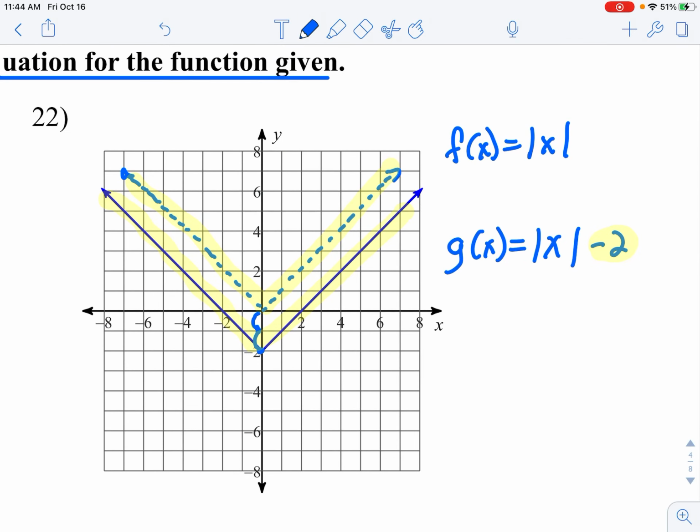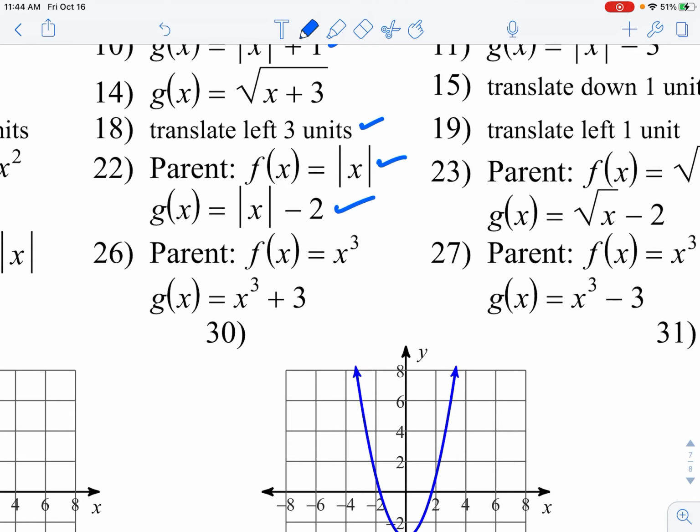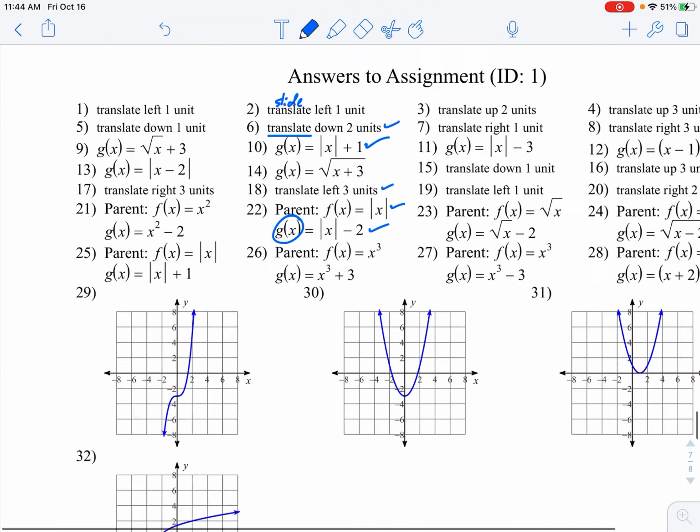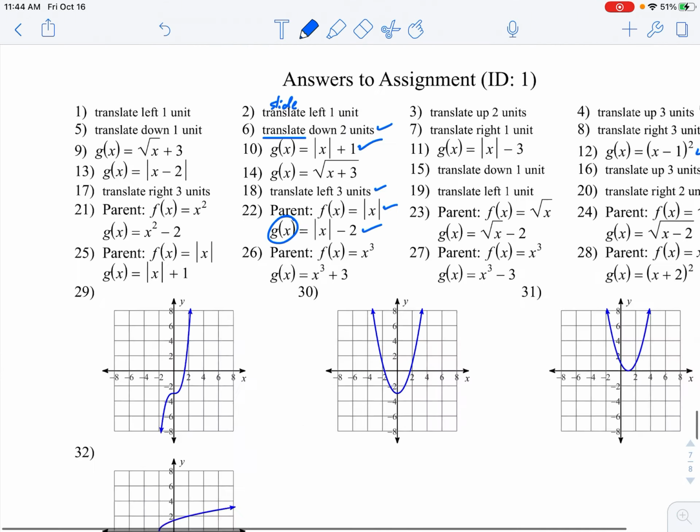Let's check number 22 and see if I did that right. There it is. Well, they even labeled it. Parent function, absolute value, and then the answer, absolute value of x minus 2. They even used g of x. Okay, number 24.